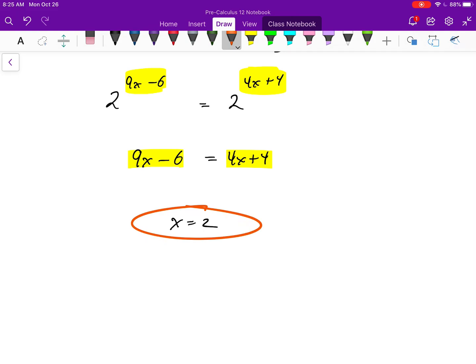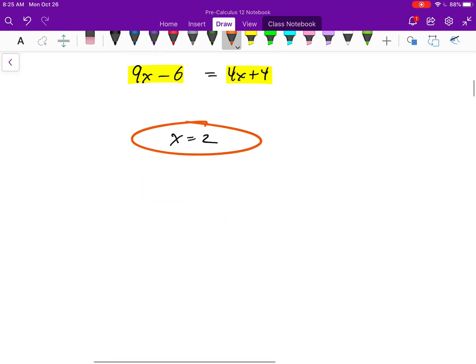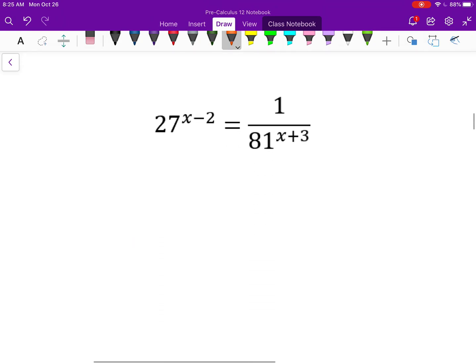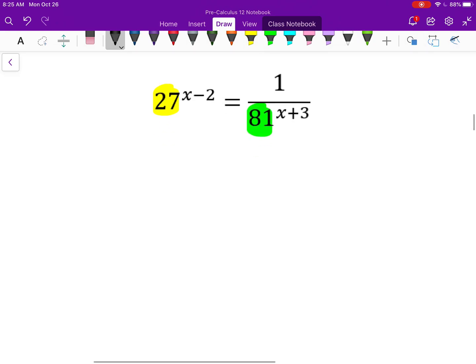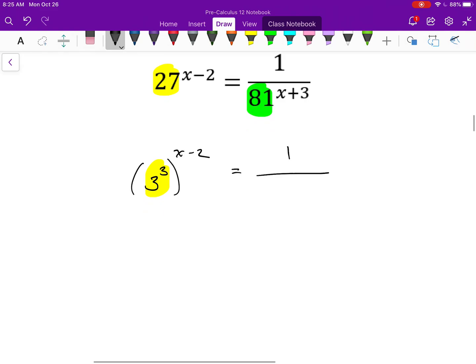Okay, and so let me give one more example. A little bit messier, but same idea. There's a way to make these bases the same. At some point we need to realize that 27 and 81 are both powers of 3, even though 81 is in the denominator. 27 is the same as 3 to the power of 3, so that's all to the power of x minus 2. On the right-hand side, 81 is 3 to the power of 4, to the power of x plus 3.